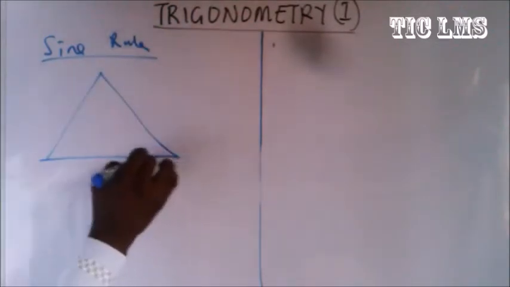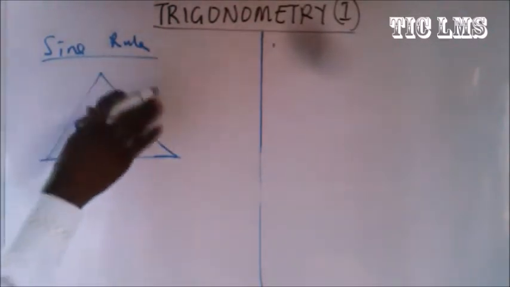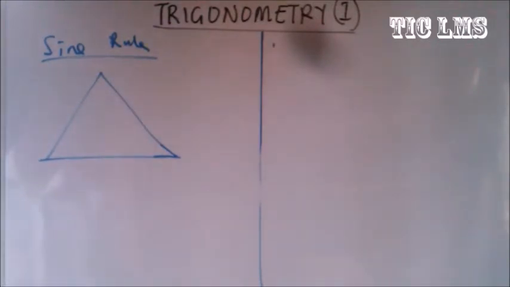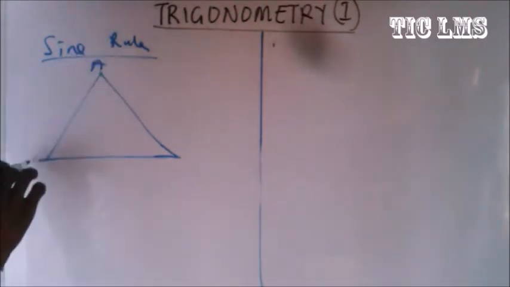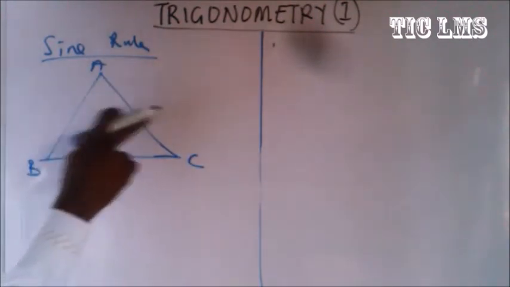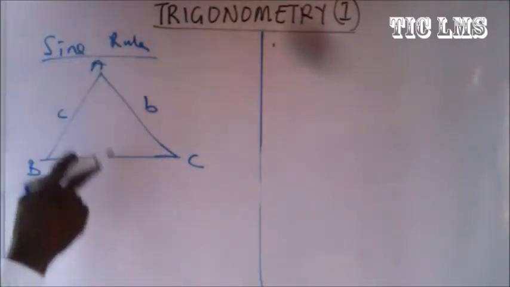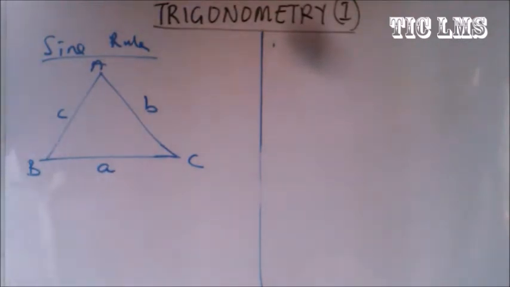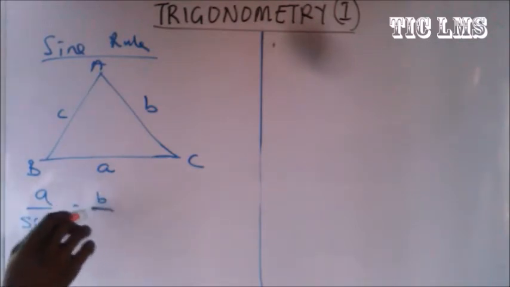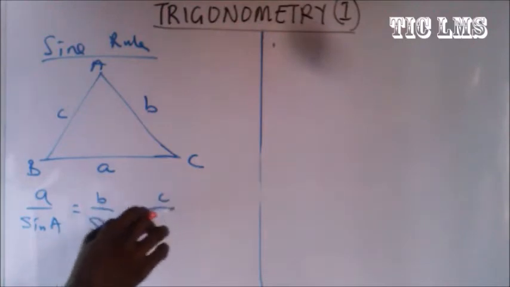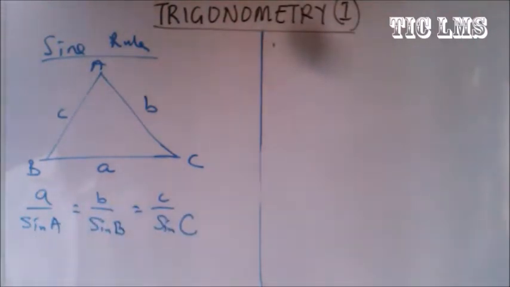So let's say that we have a triangle like this. This triangle may be an equilateral triangle, may be isosceles, it could be a scalene triangle, in which here we have A, B, and C. The side that is opposite angle B carries small b, capital C has small c here, and capital A has small a here. The sine rule says that a over sine A equals b over sine B equals c over sine C. So meaning that the angle at A is what we'll write here: sine angle at A, then sine angle at B, and then sine angle at C.